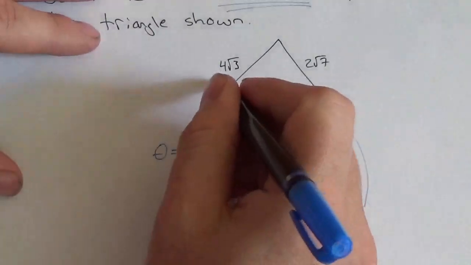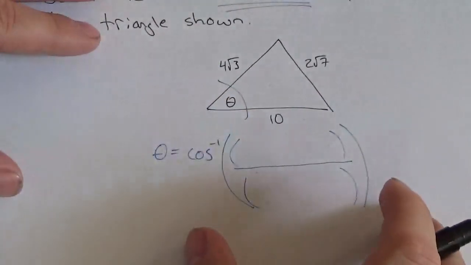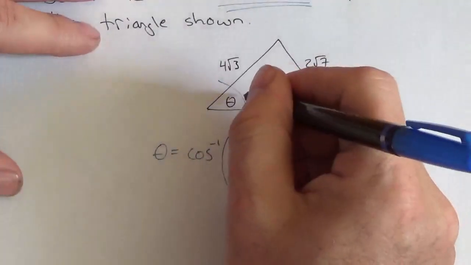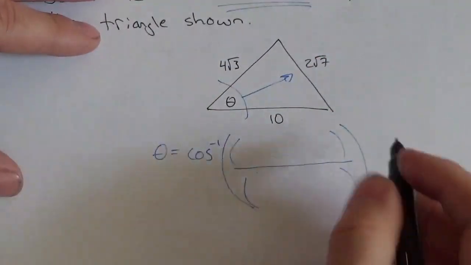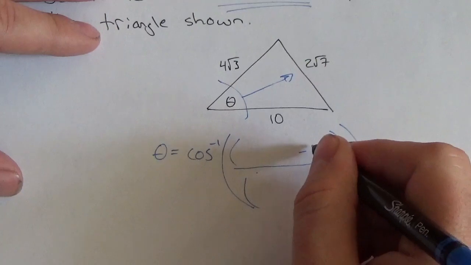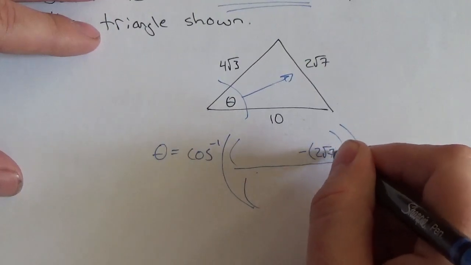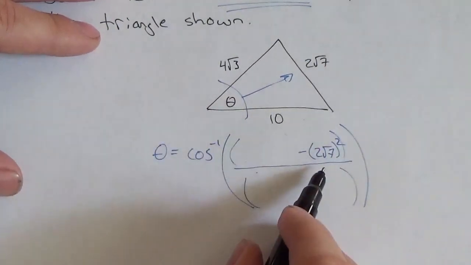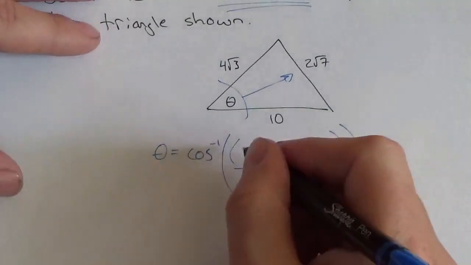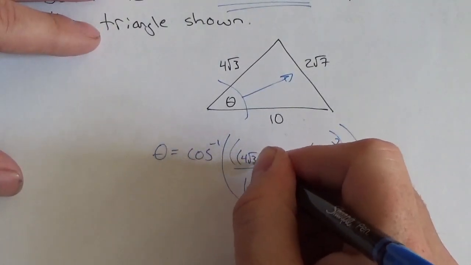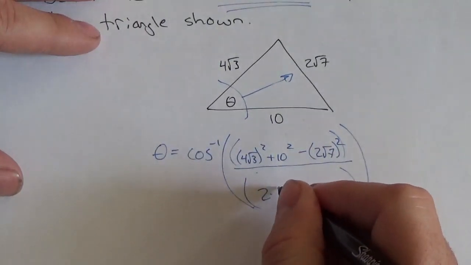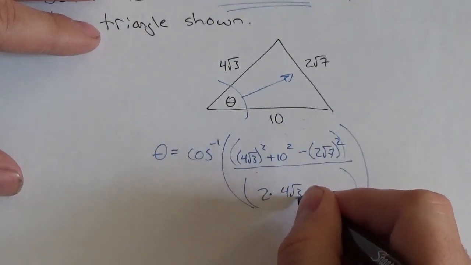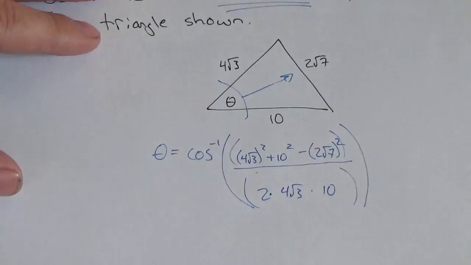When I'm looking for theta using the cosine law, I look at the side opposite the angle that I'm looking for, and that's the one that I'm going to subtract up here. So it's going to be minus 2 root 7 squared. And now I'm going to put the other ones in here. So this is going to be bracket 4 root 3 squared plus 10 squared. And then down here this will be 2 times 4 root 3 multiplied by 10.